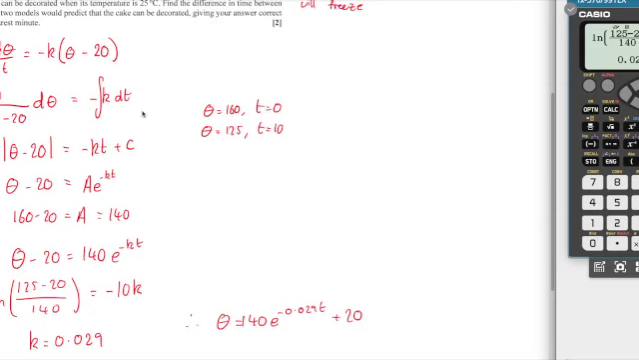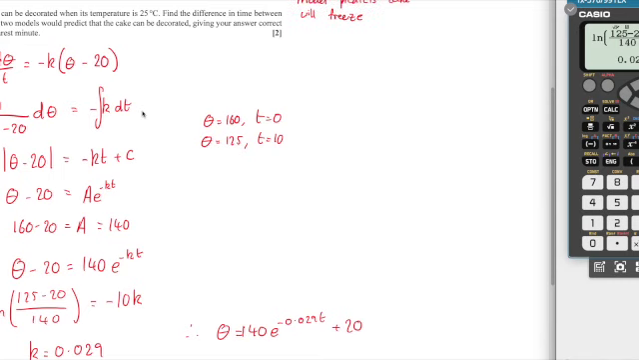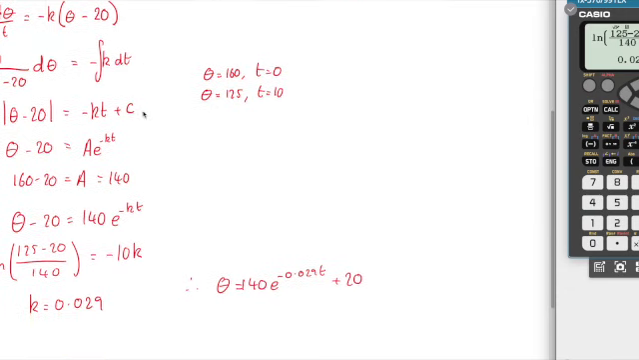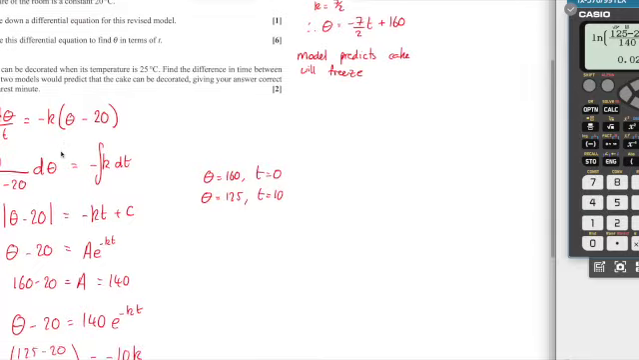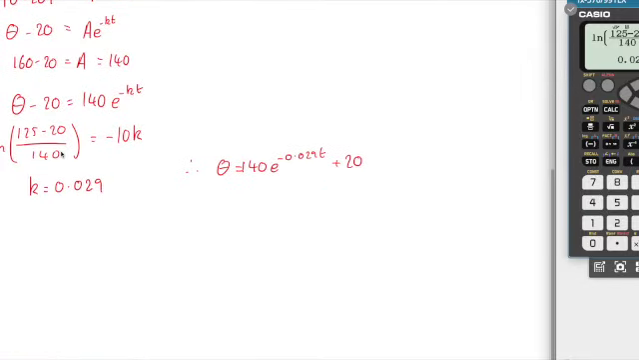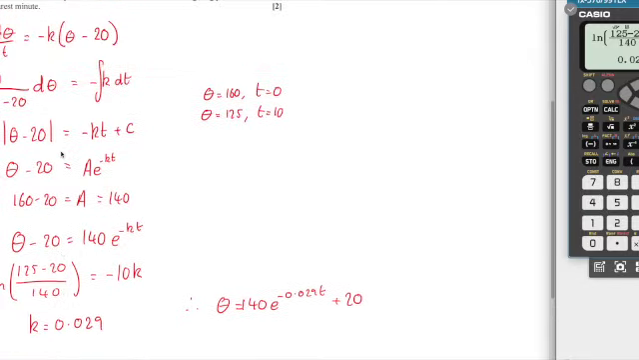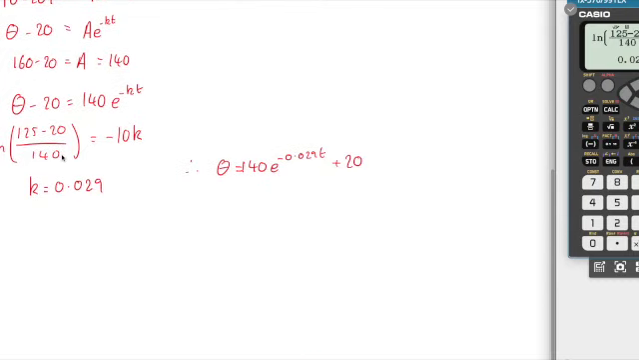We then get told the cake can be decorated when its temperature is 25 degrees. Find the difference in time between when the two models would predict the cake can be decorated, giving your answer correct to the nearest minute. So the first one, part C, theta is minus 7 over 2 t plus 160. So let's make that 25 degrees.